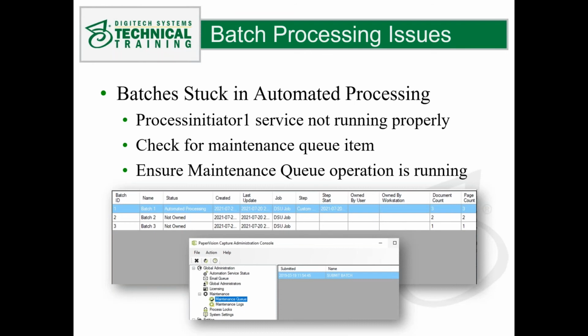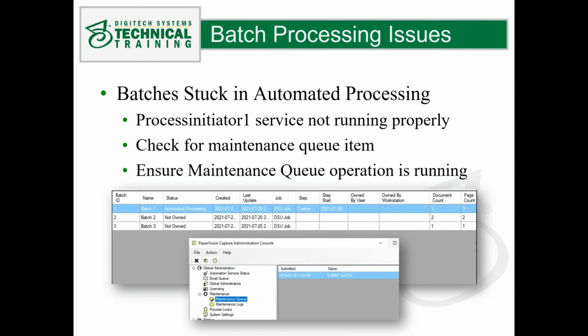You would also want to check to make sure there is a maintenance queue item in the maintenance queue in the admin console for that batch. So here in the screenshot, you can see that there is one listed below. You could even double click that and see more information on which batch it's referring to. Batches that are in automated processing, of course, need to have a submit batch in the maintenance queue in order to tell the operation that that needs to be processed.